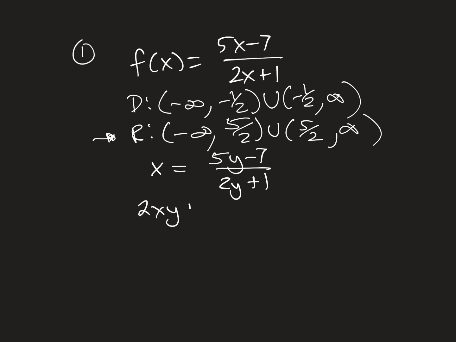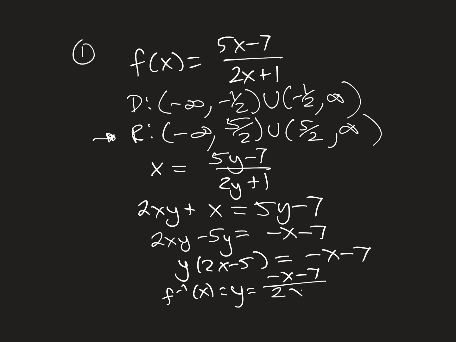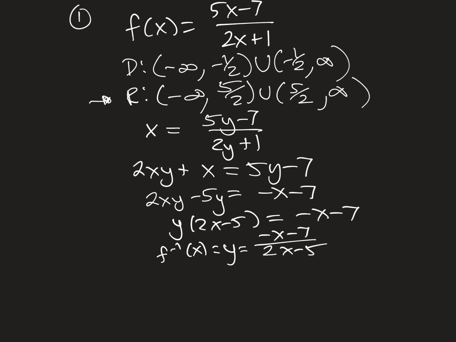So 2xy + x = 5y - 7. And remember the algebra associated here with solving for y. You're going to bring everything with y to one side and everything else to the other side. And then factor, whoops, what happened to my y here? And then factor out a y. So my inverse, f inverse of x, is equal to (-x - 7) over (2x - 5).